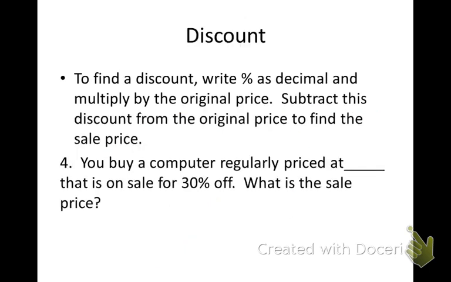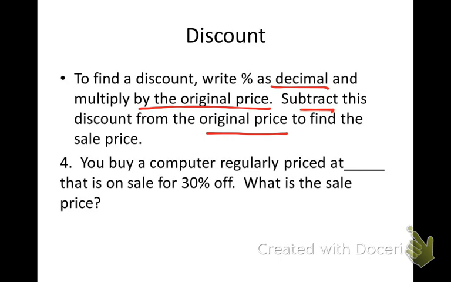Now we're going to buy some things on sale. That's especially happening now at Christmas time. Lots of sales going on. So to find a discount, you're going to write your percent as a decimal and multiply by the original price. Again, that's the rate times base. Now if they say how much money did you save, you would be done. But if they say find the new price, you're going to subtract this from the original price.